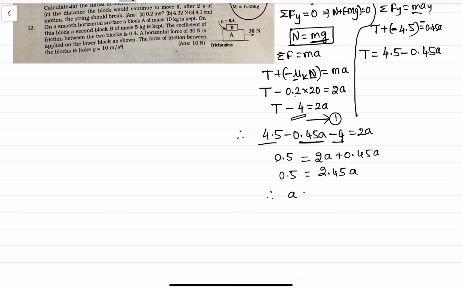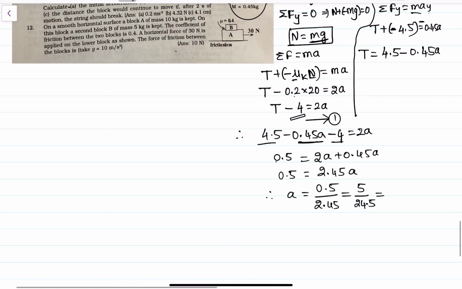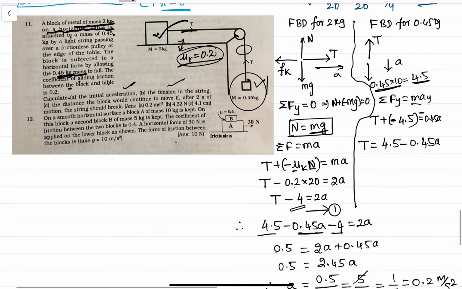So answer a is equal to 0.5 divided by 2.45, that is equal to approximately 5 divided by 24.5. That is equal to approximately 1 by 5. 1 by 5 is nothing but 0.2 meter per second square. Acceleration is 0.2 meter per second square. We arrived at the acceleration now.